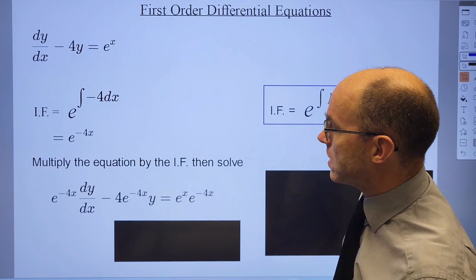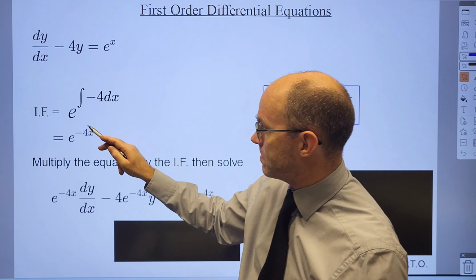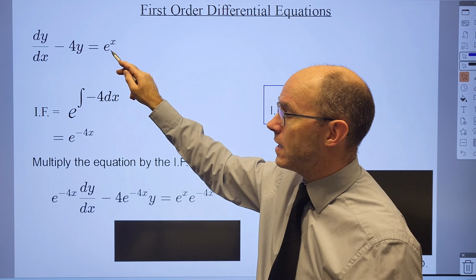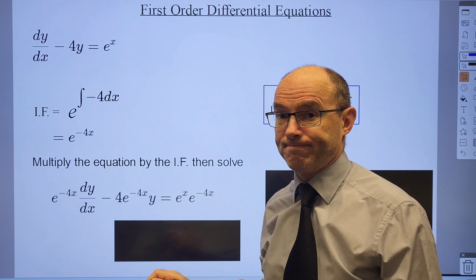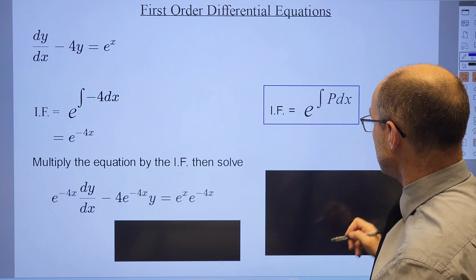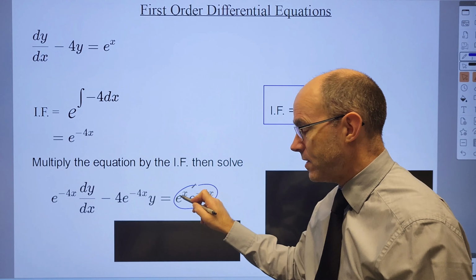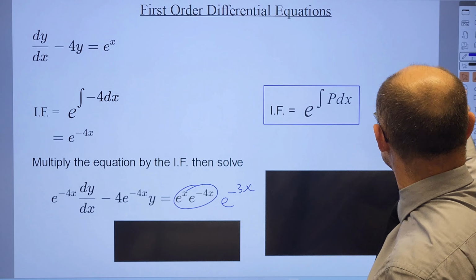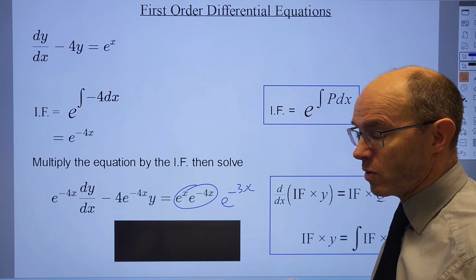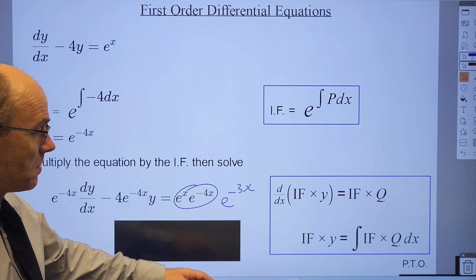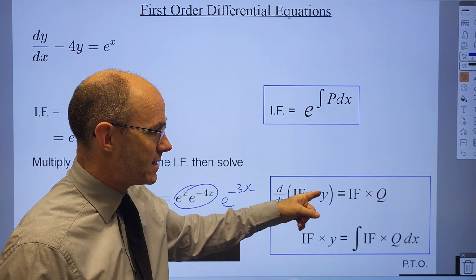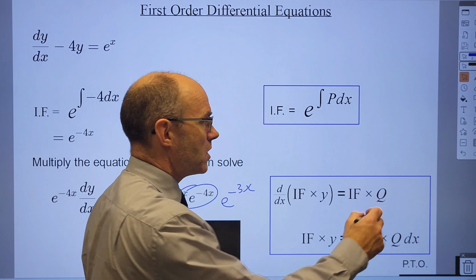So multiplying both sides, you'll get that times e to the -4x, that times e to the -4x, and that times e to the -4x. Okay? Of course, what you can do is just simplify this little bit here. This little bit will just be e to the power of -3x. And here's just a reminder of what you should be getting. It should be the case that the derivative of the integrating factor multiplied by y is equal to the integrating factor multiplied by q.